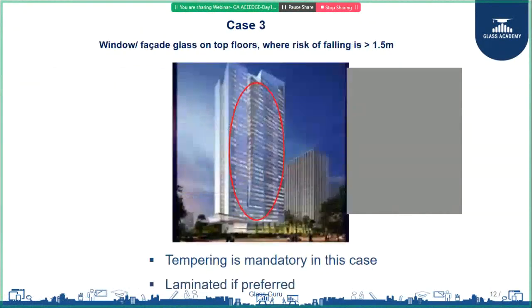Third case, you are having a high-rise building, which obviously means that your height of fall is more than 1.5 meter. Here, tempering is mandatory. Fully toughened is minimum. Lamination is preferred. It's for extra safety and other factors. Lamination is preferred, but fully toughened is the minimum requirement as per NBC 2016.